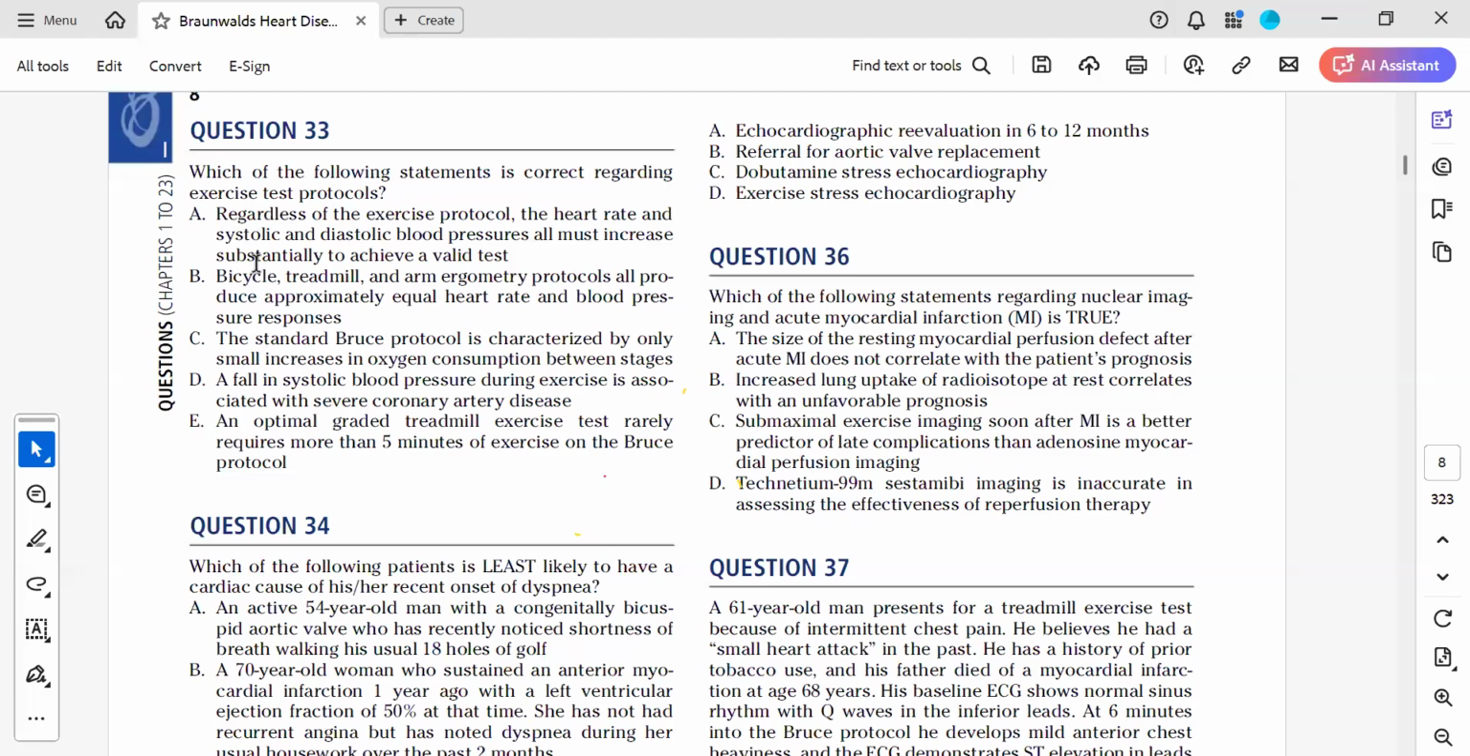So looking at our options, the bicycle, treadmill, arm ergometry protocols all produce approximately equal heart rate and blood pressure response. Of course, that is not true at all.